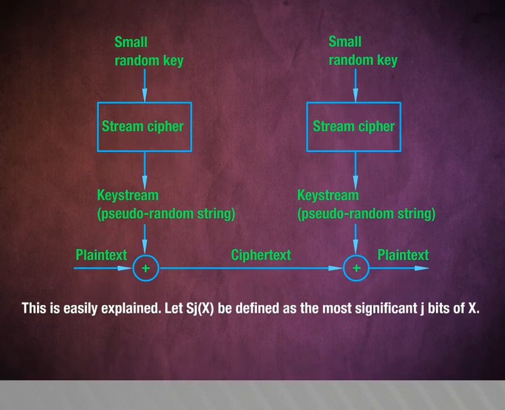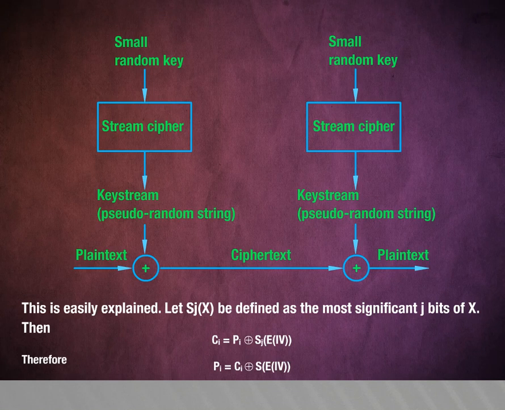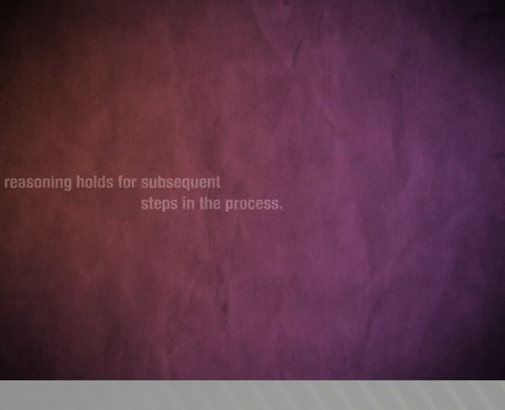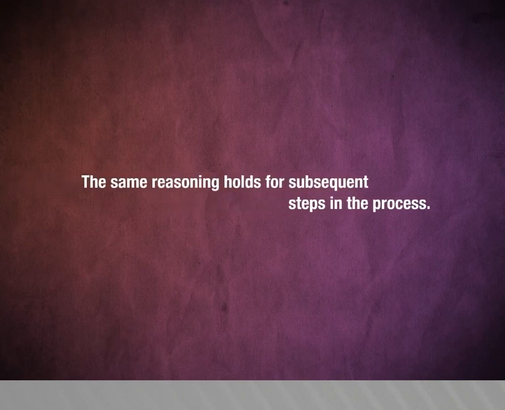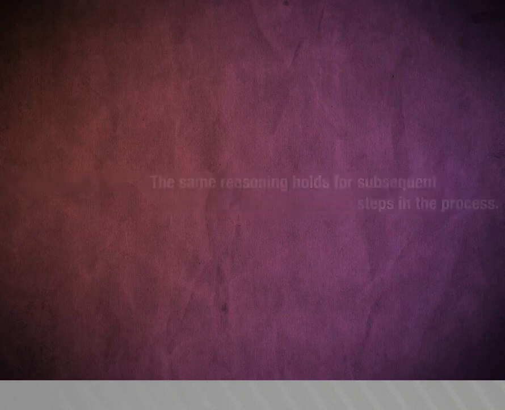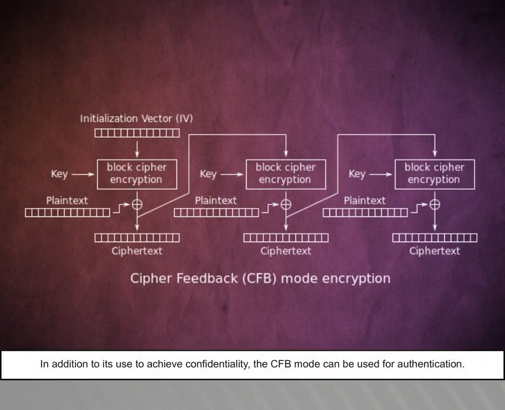This is easily explained. Let Sj(x) be defined as the most significant j bits of x. Then Ci is equal to Pi XOR Sj(E(IV)). Therefore, Pi is equal to Ci XOR Sj(E(IV)). The same reasoning holds for subsequent steps in the process. In addition to its use to achieve confidentiality, the CFB mode can be used for authentication.